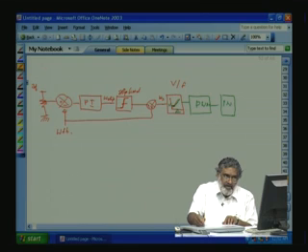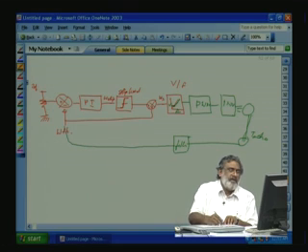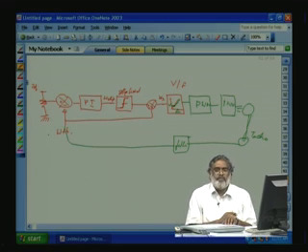This is our inverter. The inverter goes to the motor, and the motor is connected to a tacho for speed measurement. The tacho feedback goes through a gain with the filter, and is given here. This way we can control the speed. This is called V by F operation.